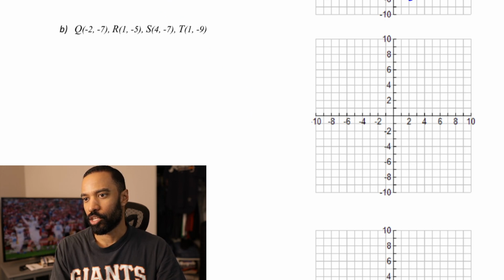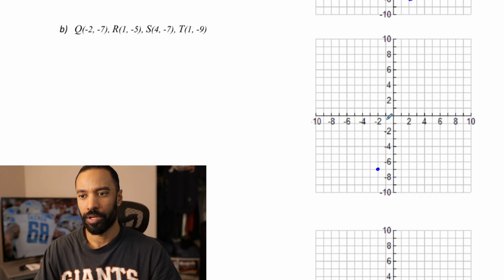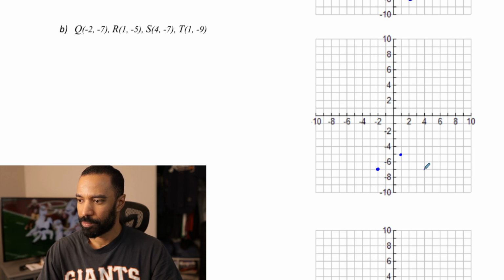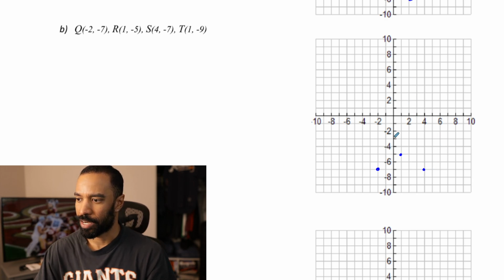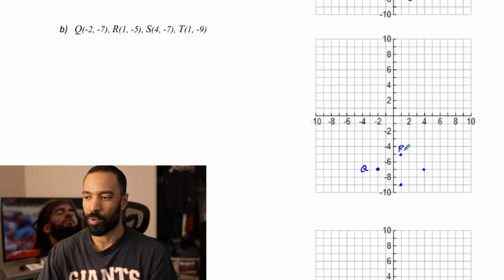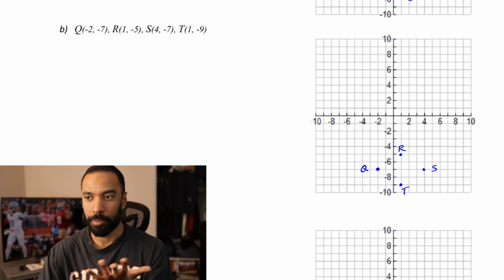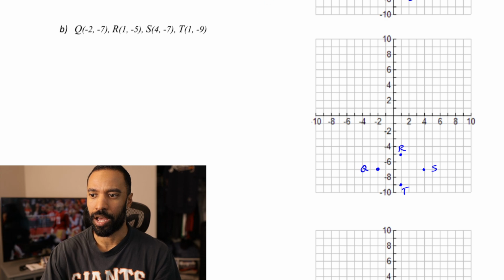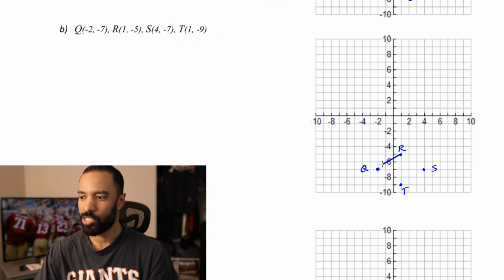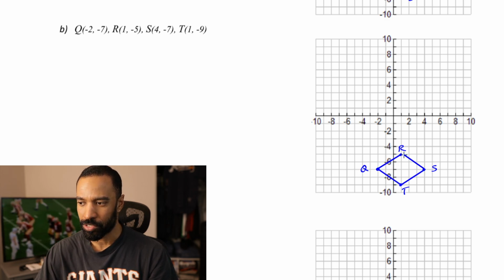Okay, QRST. I got -2, -7 for Q. R is 1, -5. S is 4, -7. And T is 1, -9. This is where the graph is going to be extremely helpful and actually make this a significantly easier question than the last one. If you have the drawing, and you can probably tell if you know enough about your numbers. These are both 1 for x. These are both -7 for y. But these are horizontally and vertically across from each other when you look at the diagonals of this thing.